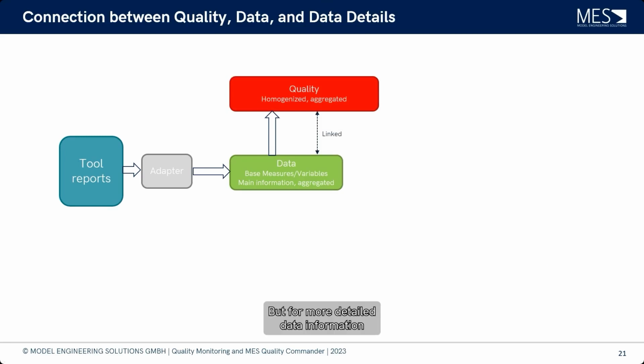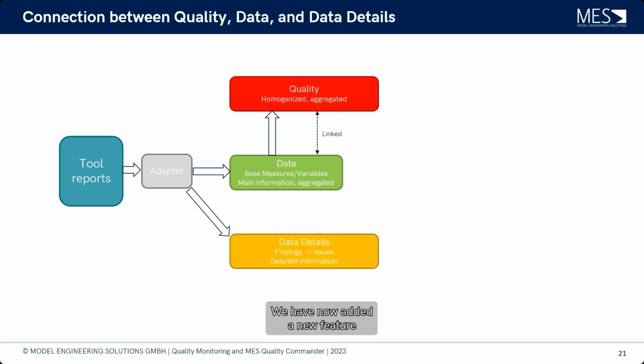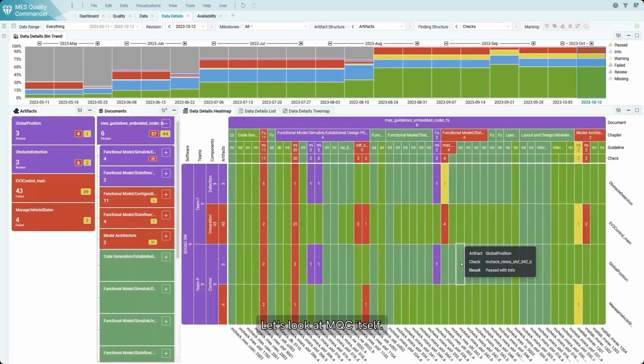But for more detailed data information, we now added a new feature that loads, if you want it to, all the detailed information that is found in the report, or at least most of it. Then you can view this information directly in MQC in an interactive report. This detailed data is, of course, still linked to the data and therefore also linked with the quality. Yeah, let's look in MQC itself.